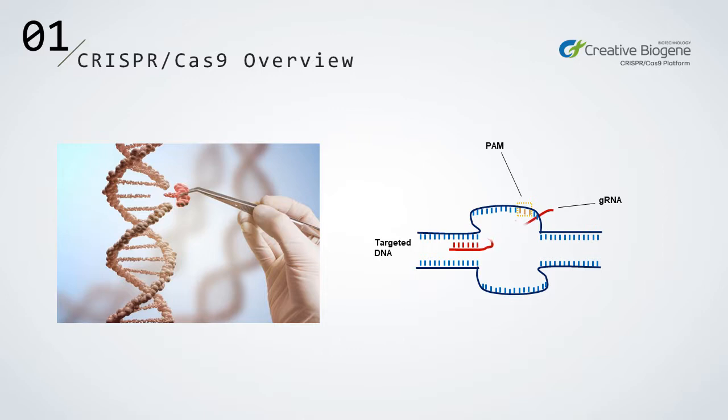The CRISPR/Cas9 system contains two core parts, the guide RNA sequences, and the Cas9 endonuclease. By altering the sequence of the guide RNA, researchers can accurately target Cas9 nuclease to almost any locus in the genome.